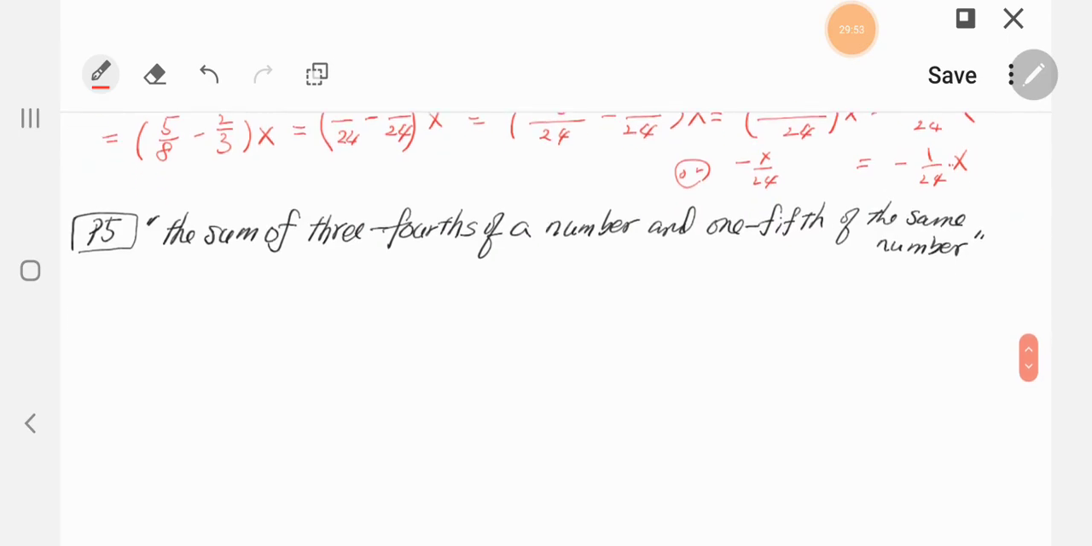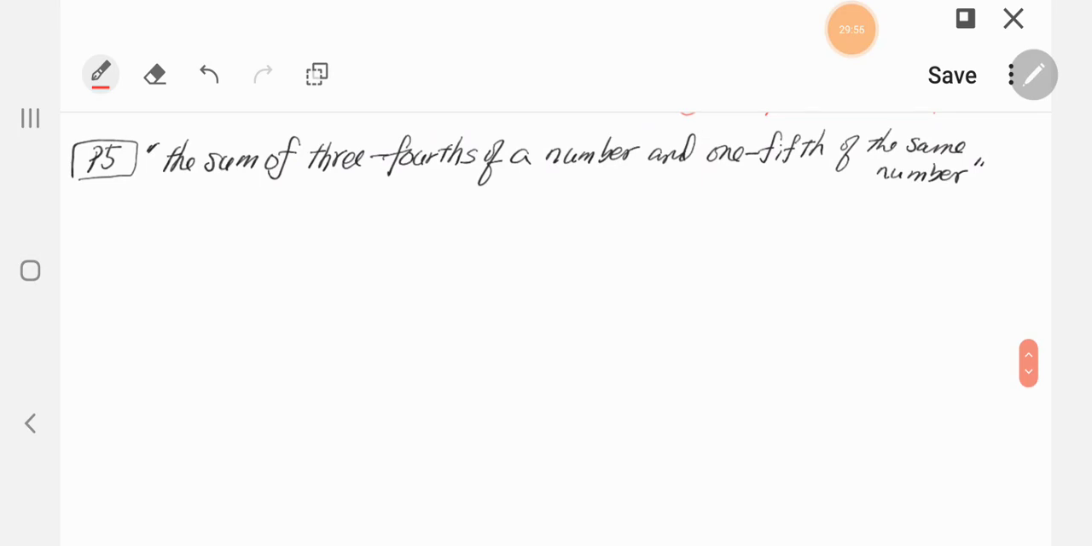Okay, let's try example problem number 5. Okay, pause and then try. Good. Did you get the answer? All right. Okay, the sum of means add, right? So we must have the first expression and, and this and is replaced by the plus sign and the second expression. The first expression, 2/3 of a number. Let's make this number a variable x. So 2/3 x plus 1/5 of the same number.